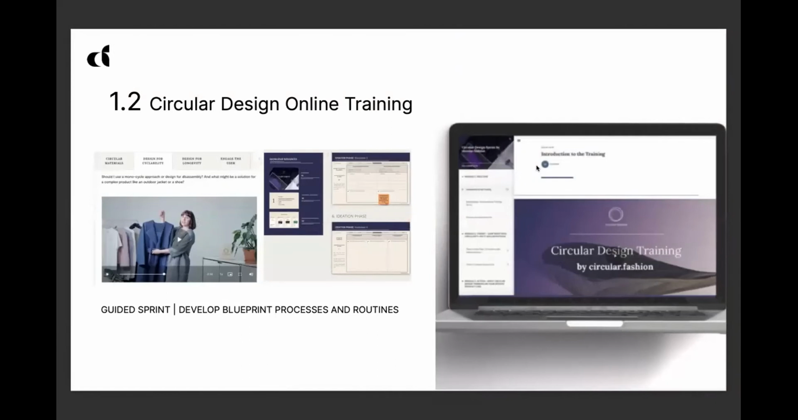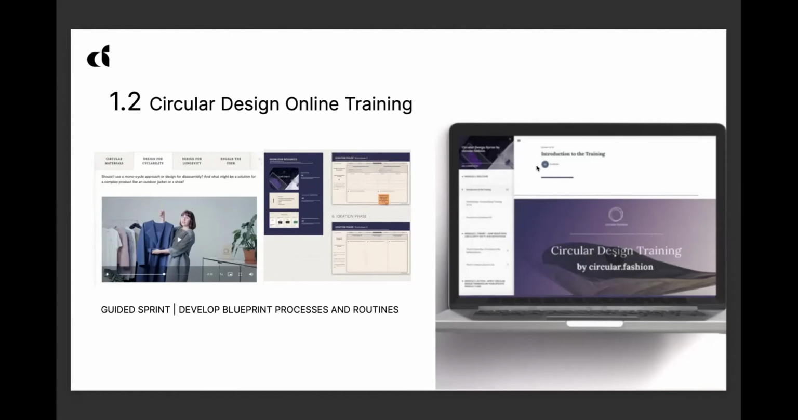And then we also observed the challenge of brands that they need to get into a routine. They need a completely new way of working. And so we support with a circular design online training, which is essentially a guided sprint where they can take over a longer time, like a month or two, different classes, and really excel this new process of asking the right questions in the very beginning.